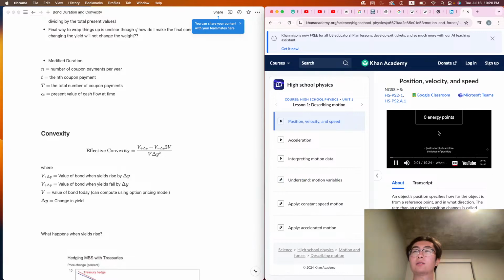Let's explore the ideas of position, speed, and velocity. So let's start with an example. We have a car parked here somewhere on the road. What is its position? So okay, let's start with that.